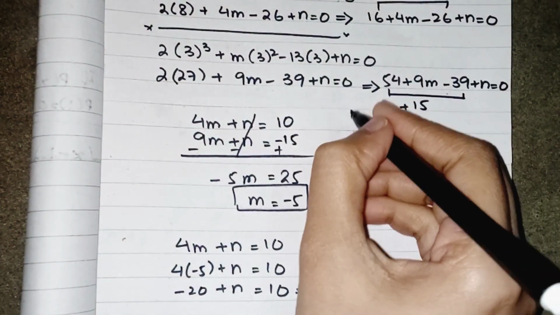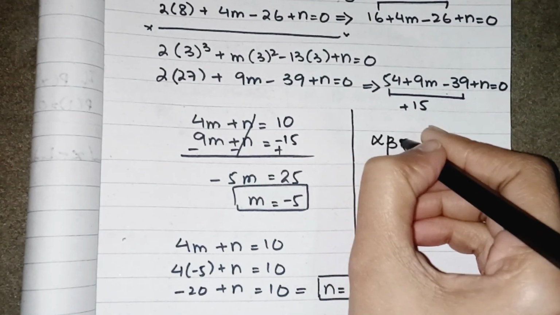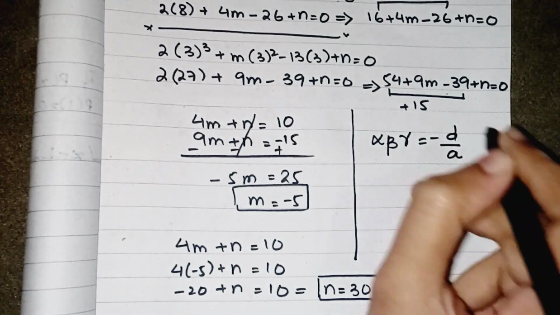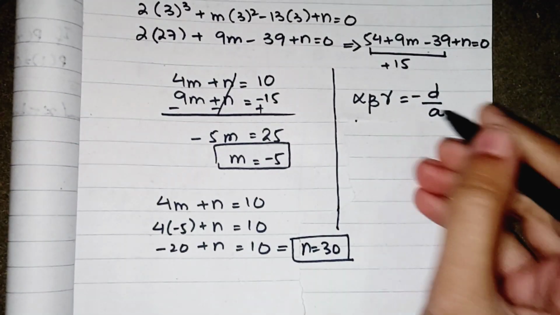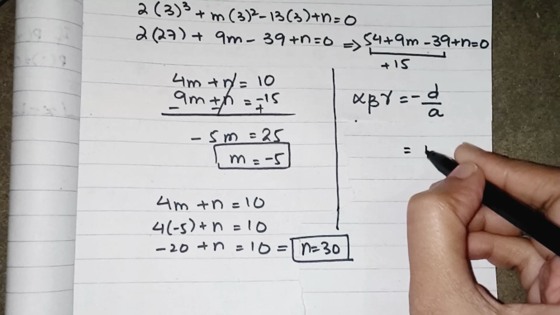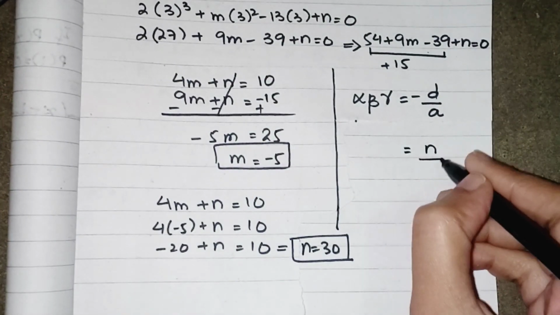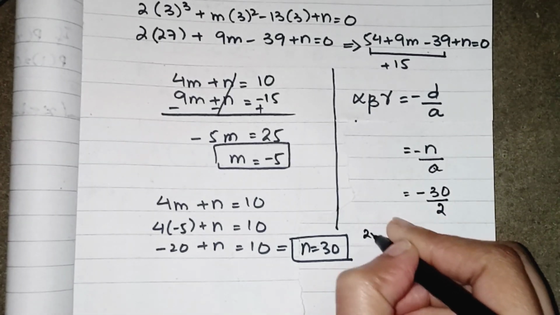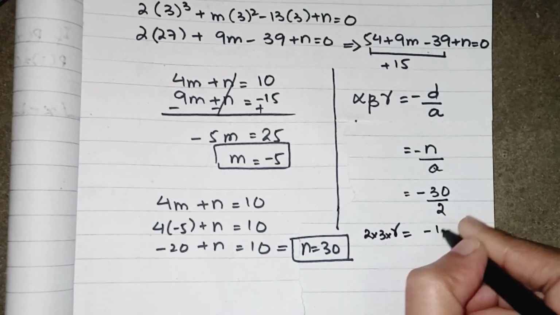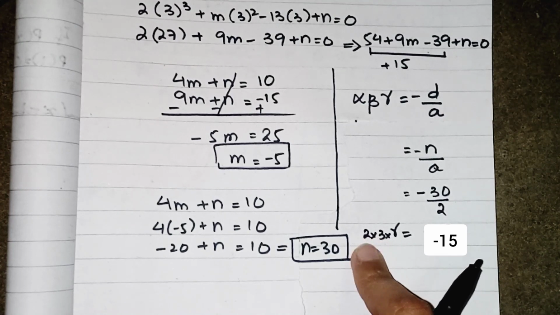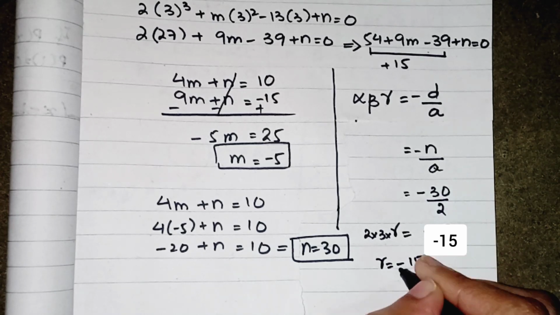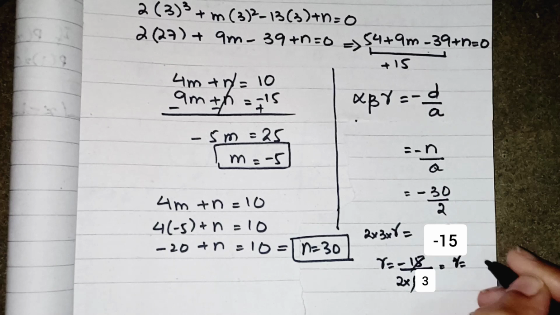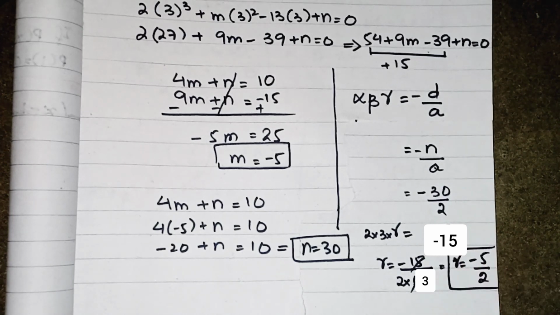The third thing we have to find is the third root. We know alpha beta gamma is equal to minus d upon a, that is the formula, where the value of d is n as given in the equation, n upon a. So n is 30 and a is 2. So we get 2 into 3 into gamma is equal to minus 15 upon 2. 2 into 3 is 6. These are multiplied, when it moves to the other side it will be divided. 2 multiplied by 6. So both will be cancelled out. So we can say that our gamma is equal to minus 5 upon 2, which is the third root.